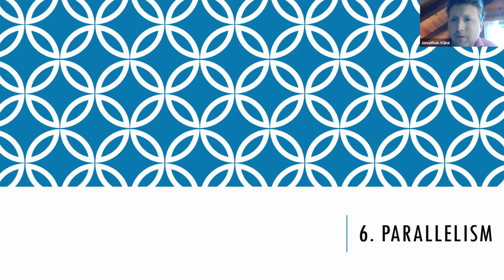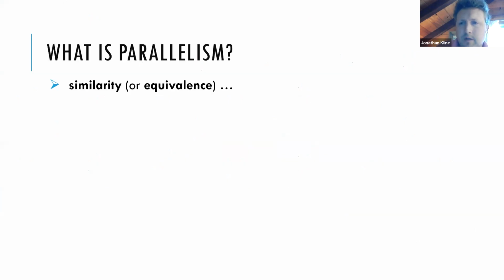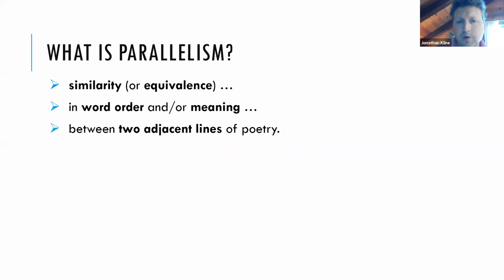Okay, that's all I have to say about meter for now. So let's move on to our final category, our final hallmark of Hebrew poetry, which is parallelism. And as I said at the beginning, this is probably the most salient feature of Hebrew poetry. So what is parallelism? Parallelism is similarity or equivalence in word order and or meaning between two adjacent lines of poetry.